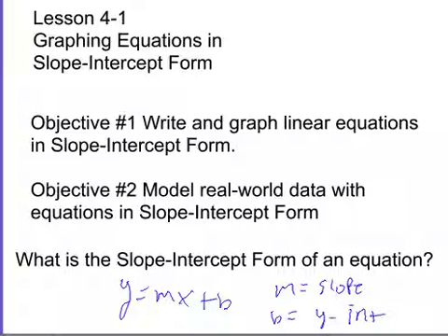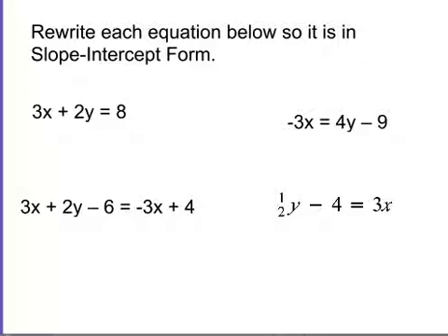Okay, so on the first slide, all we're going to do is rewrite each of these linear equations in slope-intercept form. So I want the equation to look like y equals mx plus b. That means I need to solve the equation for y. So what would I do first on this 3x plus 2y? Subtract 3x. So I would have 2y equals negative 3x plus 8.